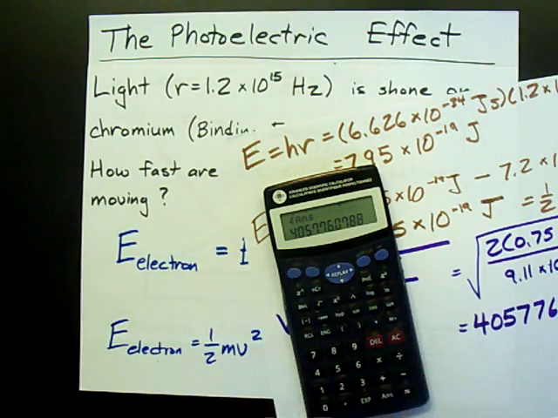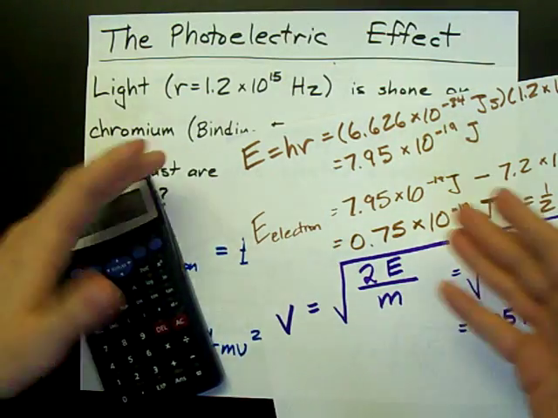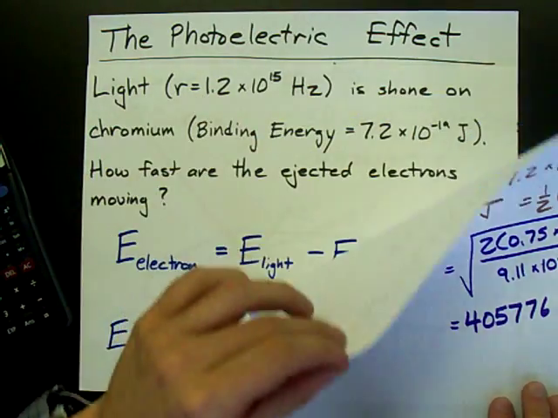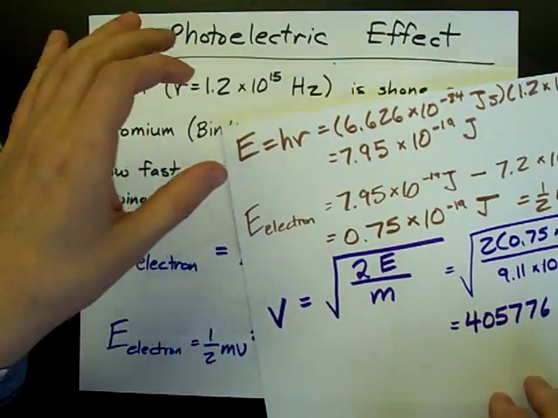Electrons move fast. And that's how you calculate the speed of an electron from the energy of the light and the binding energy of a metal.